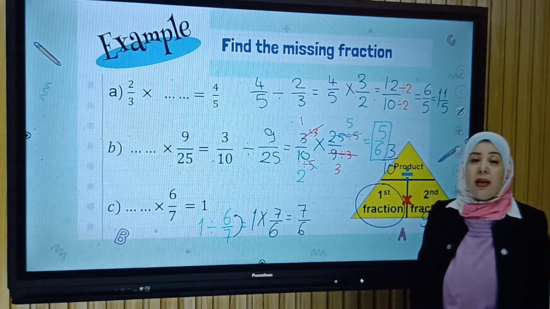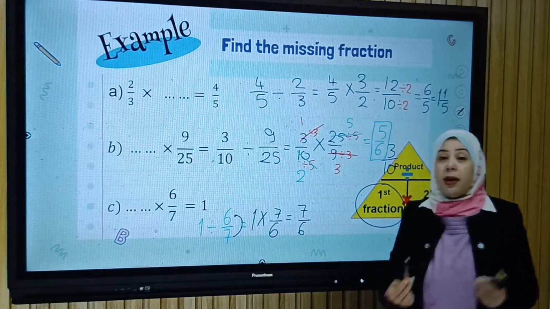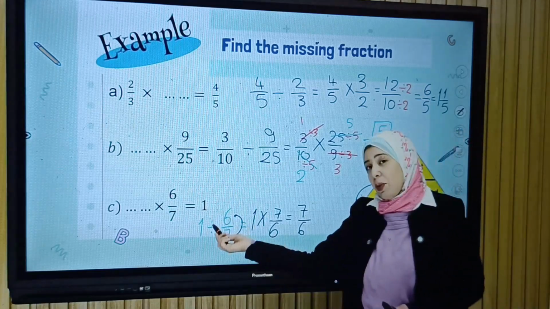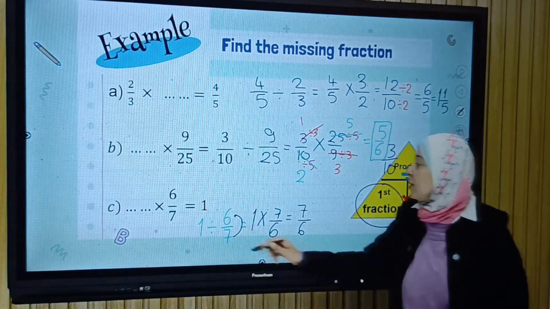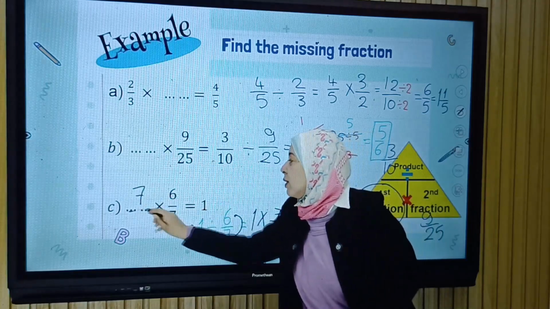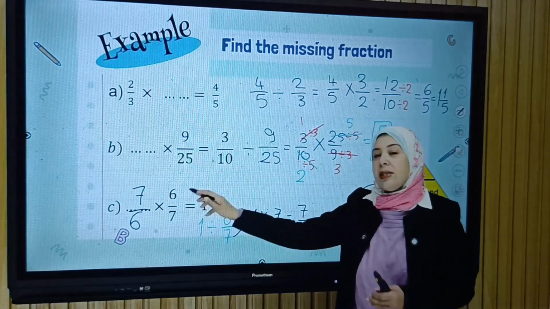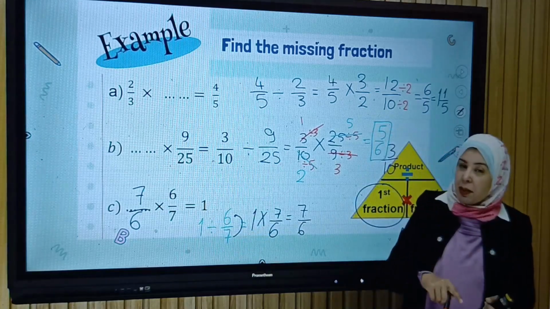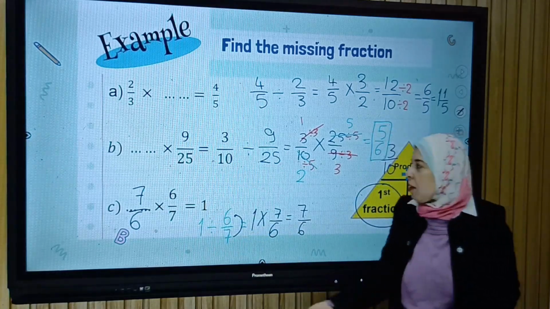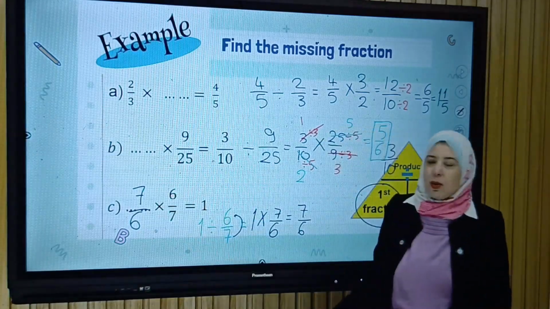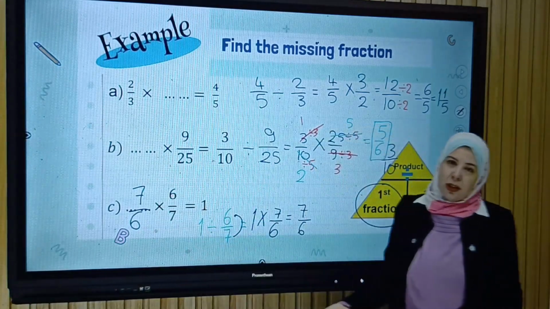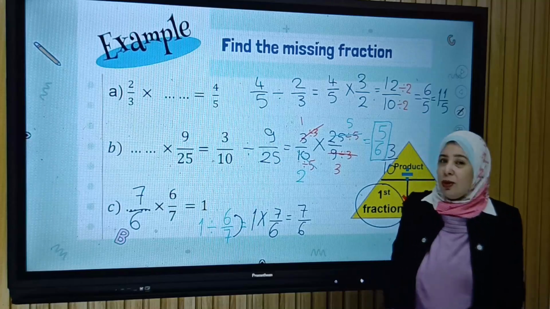Do you remember when I said that any fraction multiplied by its reciprocal gives 1? Of course, the answer 7/6 multiplied by 6/7, which is its reciprocal, gives 1, because 7 times 6 equals 42, and 6 times 7 equals 42, and 42 divided by 42 equals 1.